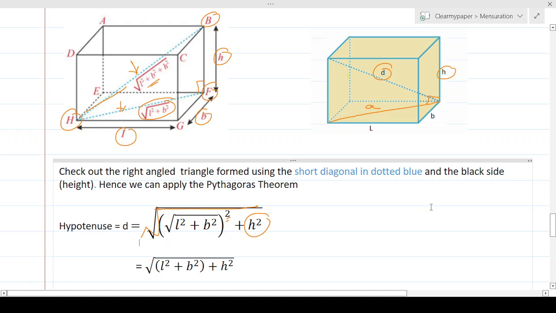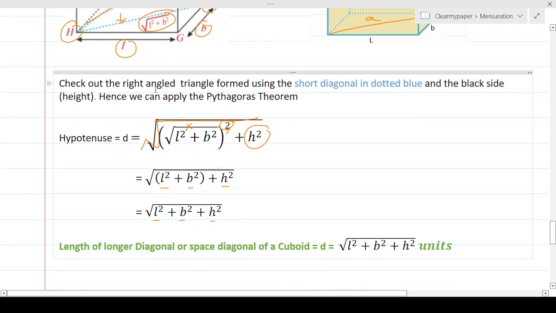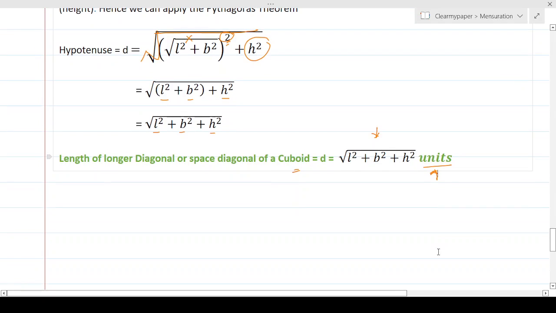And there is not going to be any simplification. So all we get is this square root gets cancelled out because of this square, and we get just a linear term, which is L square plus B square plus H square, basically length square plus breadth square plus height square. And that's the length of the longer diagonal in the case of a cuboid, okay? As simple as that. And like always, don't forget to add the units. So that's pretty much simple.